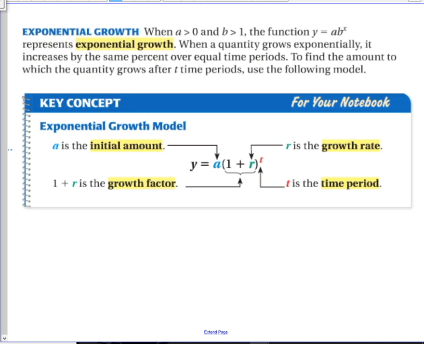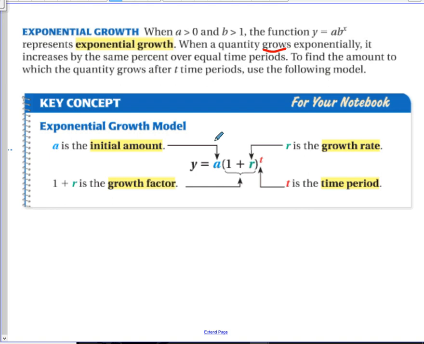So the second part of this lesson is about exponential growth. Exponential growth is basically talking about a model or a function where you are going positive the entire time. So our exact definition for exponential growth is when a quantity grows exponentially, it increases by the same percent over equal time periods.